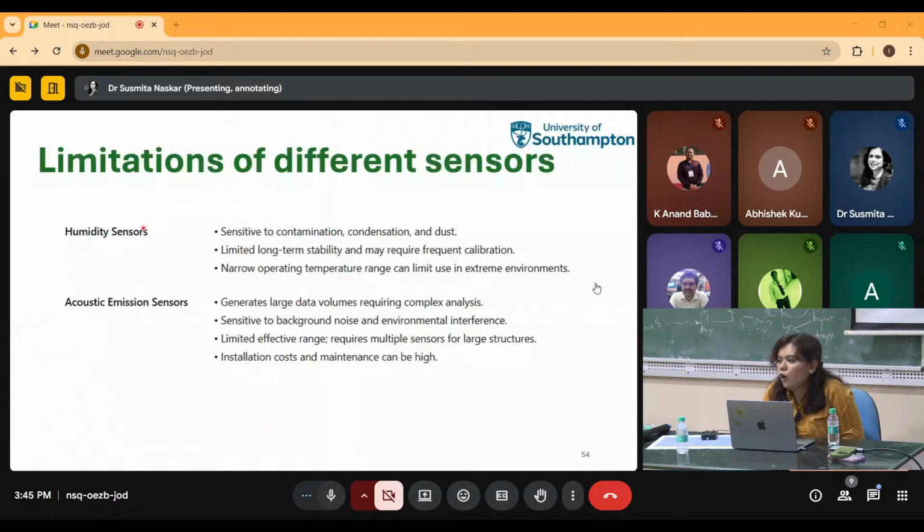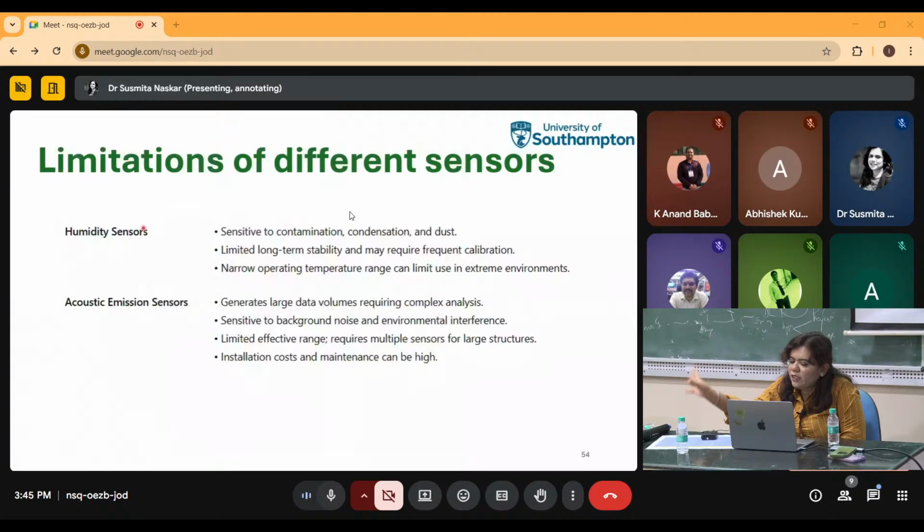And then, as I said, another important one is AE sensors, or acoustic emission sensors. They generate very large volumes of data. That means in most cases you need to use some kind of machine learning algorithm. Otherwise your analysis becomes very complex, and you require additional advanced software to monitor it. You cannot get results from the data itself; you need additional software to analyze those data.